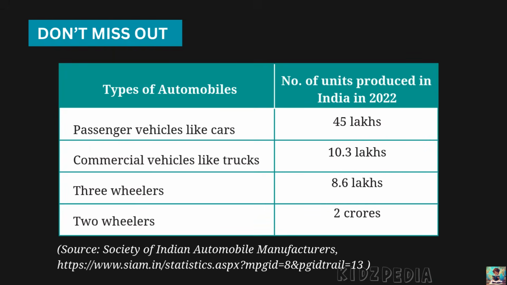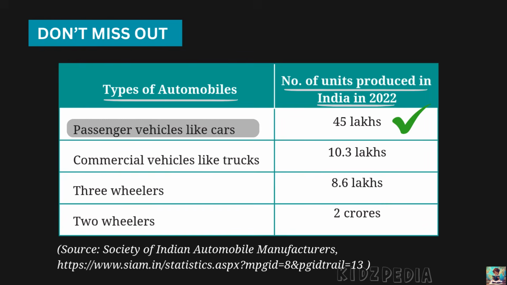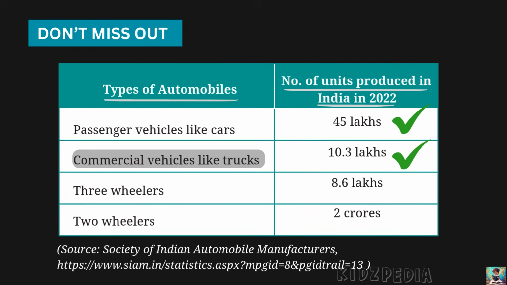Don't miss out. Here we have a table showing the types of automobiles and how many units were produced in India in 2022. This is a real-life example of secondary sector economic activities because making vehicles is part of the manufacturing process. Passenger vehicle like cars. 45 lakh cars were made. These are the cars people use to travel. Commercial vehicles like trucks. 10.3 lakh trucks were produced. These are used to transport goods across the country.